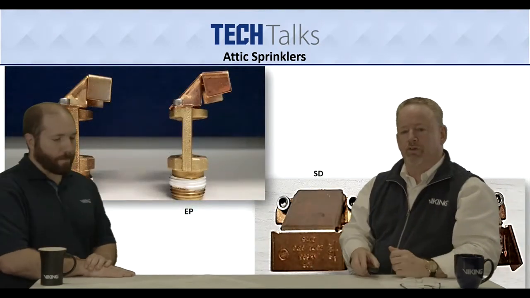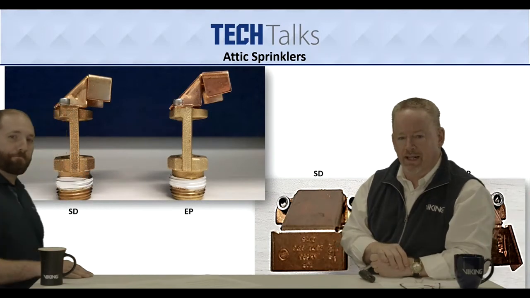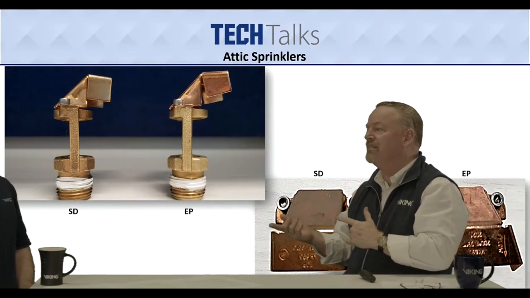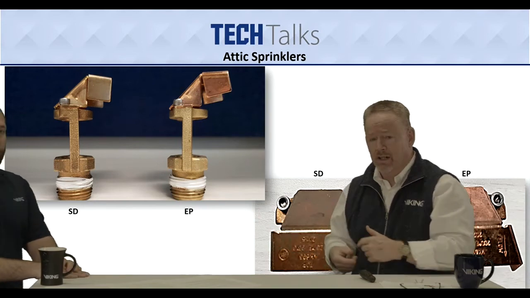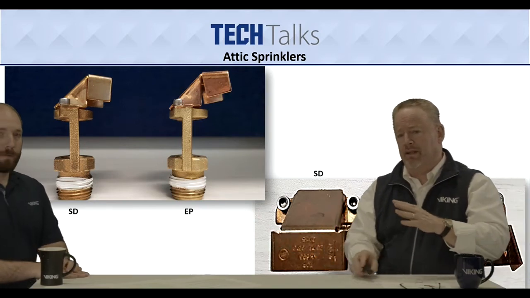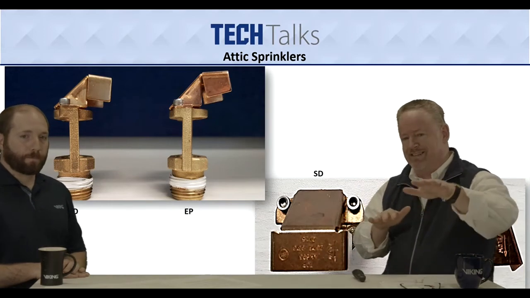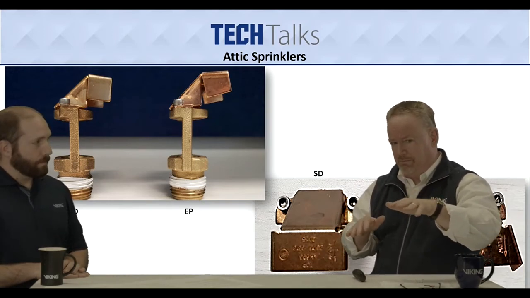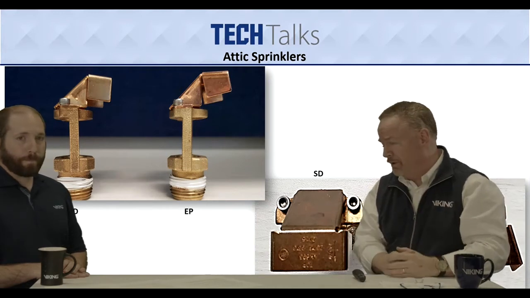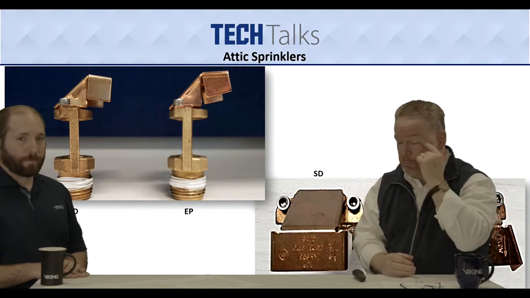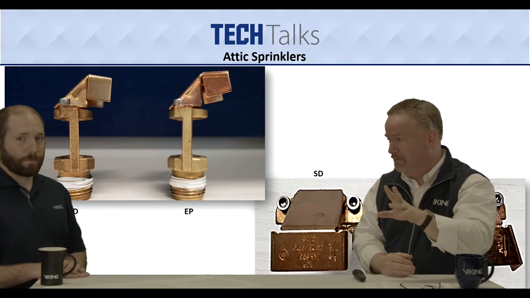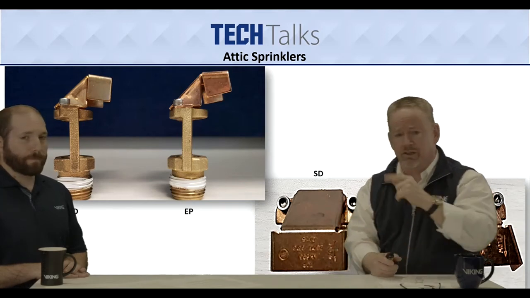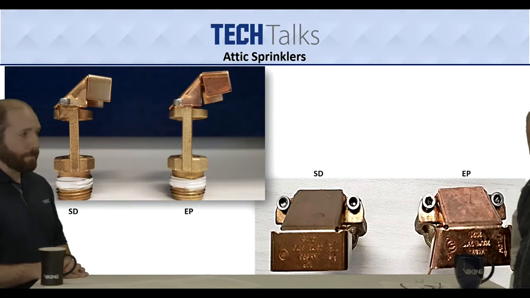So the last one we'll talk about here, and we'll have to step out of the way again, is the single directional and the EP, the eave protection sprinkler, right? Correct. So talk to us a little bit about the differences here, because they kind of look the same. They have some of the same features, at least as far as the deflector is concerned, but these have very different installation rules and different performance. Oh, yeah. So why don't you cover the EP and the SD here?